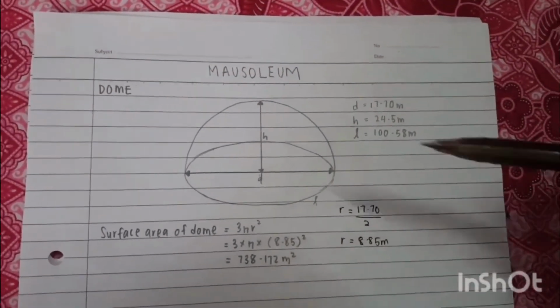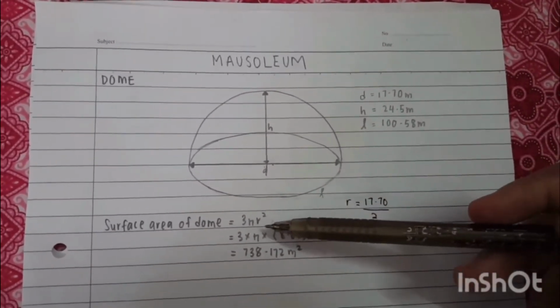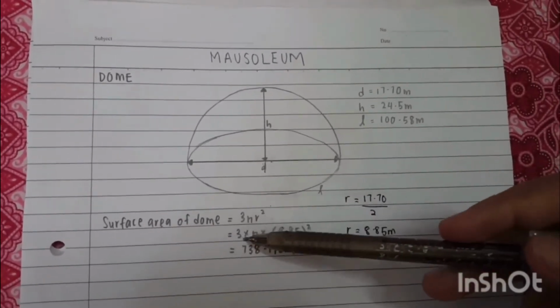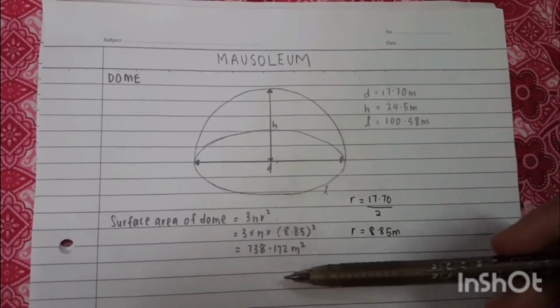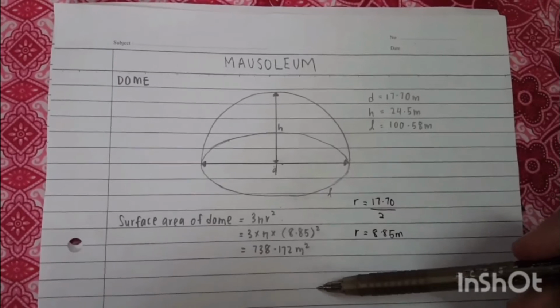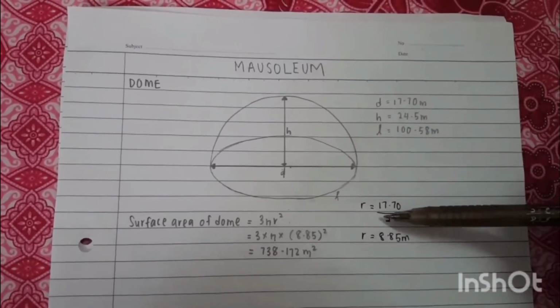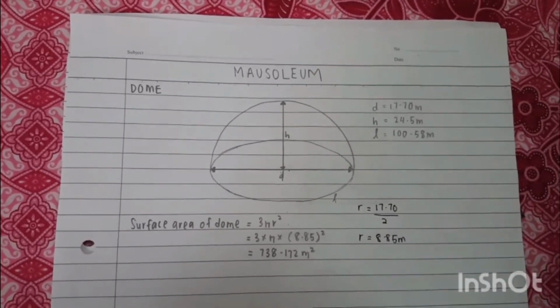We go to the surface area. For the first shape, the dome, which is a hemisphere, we use this formula to find the surface area of the dome, which is 3 pi r squared. Insert the value: 3 multiplied by pi multiplied by 8.85 squared. Then we got the answer 738.172 meter squared. Where I got this 8.85 is by using the diameter, we just divide it by 2. Then we got the radius, which is 8.85 meter.